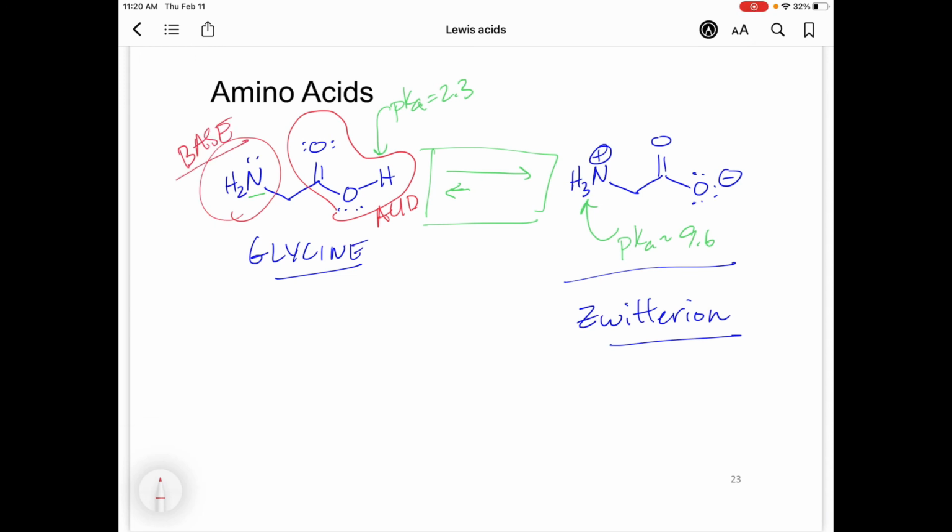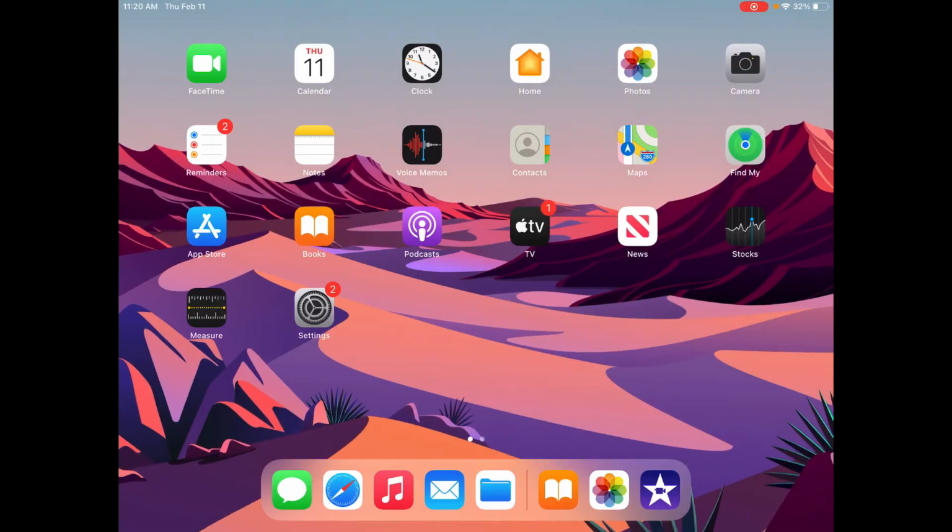Now, this doesn't happen intramolecularly. This is like one glycine seeing another molecule of glycine. That's where the proton transfers happen. However, I wanted to make you aware that these exist as Zwitterions, again using our principles of Bronsted-Lowry acid-base reactions. So that's it. In this video, we went over Lewis acids as well as Bronsted-Lowry acids and bases.